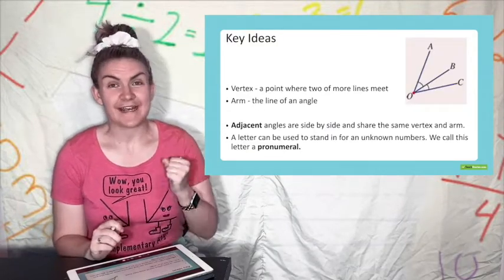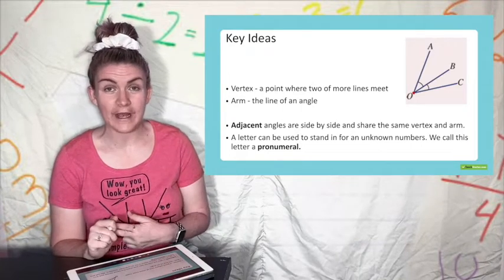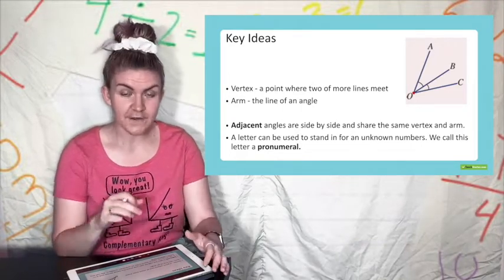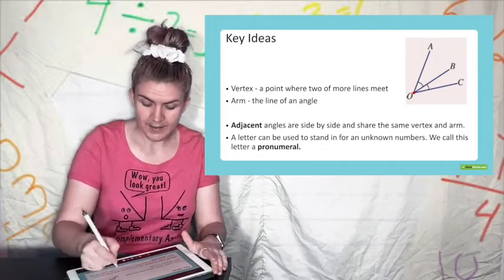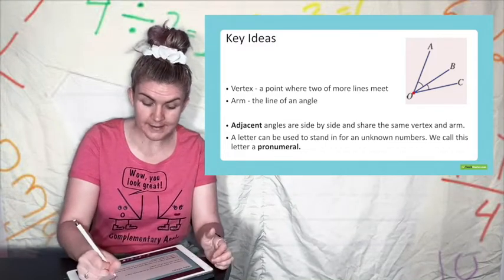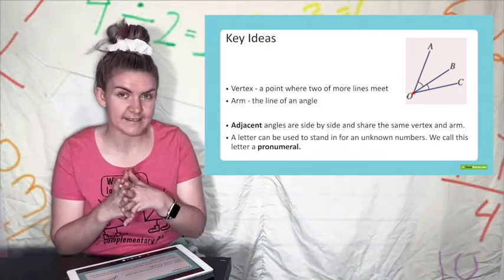Let's go over some of the key language that I might use now so that you know what I'm talking about. We have what we call a vertex. So a vertex is a point where two or more lines meet. So here are my lines and they're meeting. This little red dot here is called a vertex because that's where two or more lines have met together.